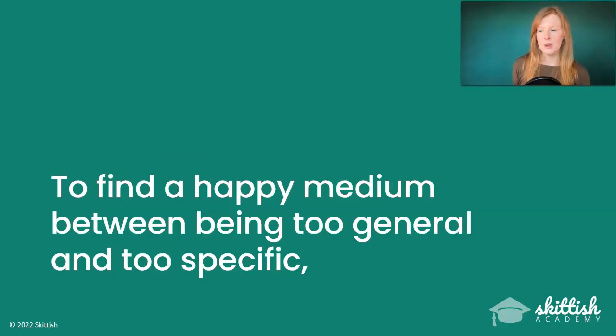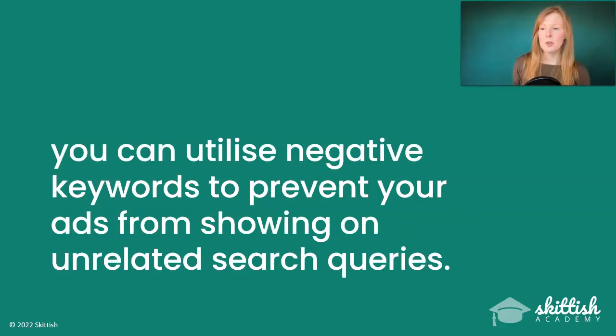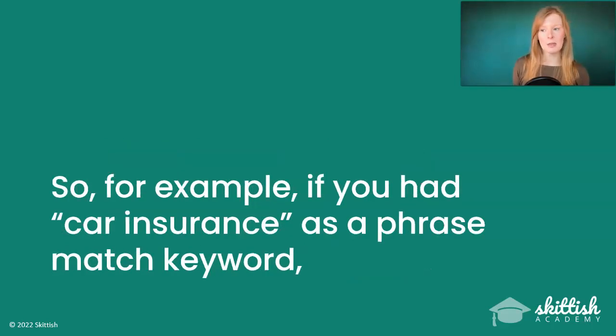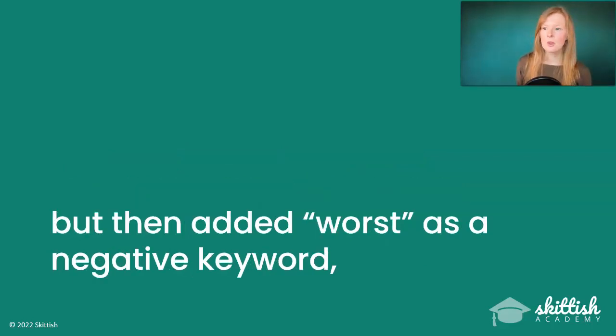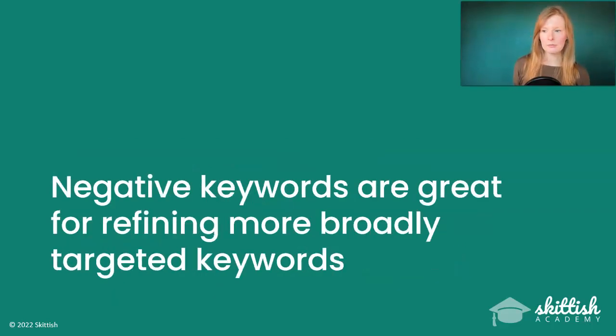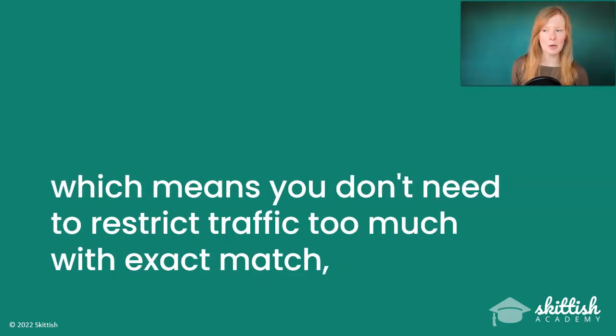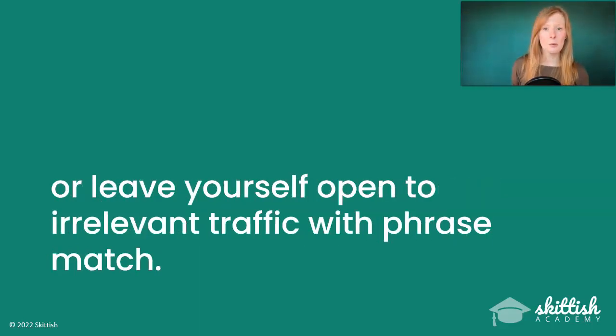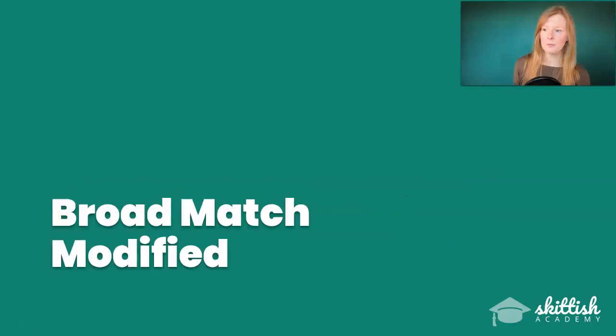Negative match. To find a happy medium between being too general and being too specific, you can utilise negative keywords to prevent your ads from showing on unrelated search queries. So for example, if you had car insurance as a phrase match keyword, but then added worst as a negative keyword, it would prevent your ad from showing up when people search for the worst car insurance companies. Negative keywords are great at refining more broadly targeted keywords, which means you don't need to restrict traffic too much with Exact Match, or leave yourself open to irrelevant traffic with phrase match.